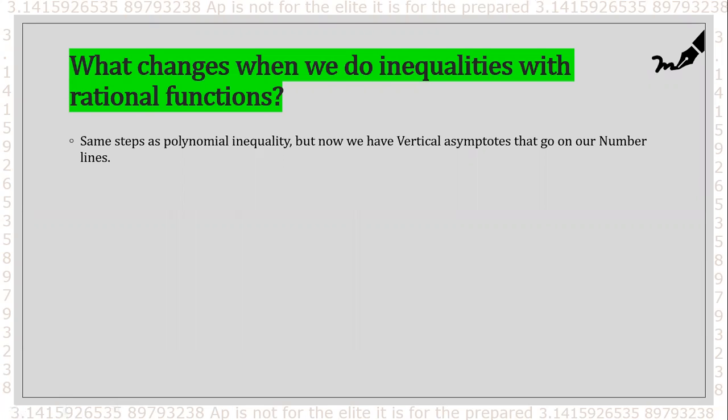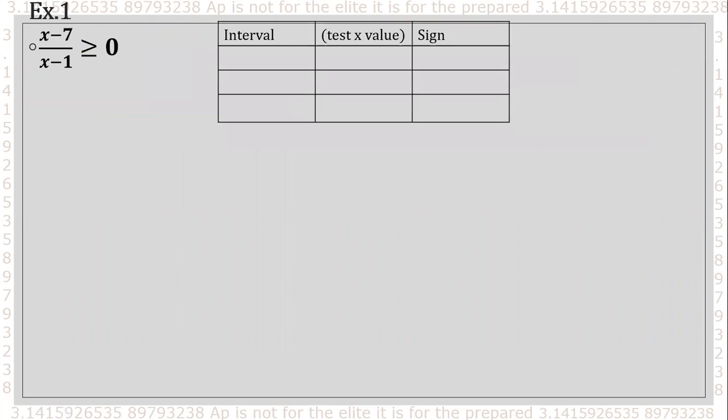Anyways, go ahead and write down these notes. What changes do we see when we're talking about inequalities versus the polynomial versus the rational? Fun fact, it's pretty much the same thing, but now we have vertical asymptotes. We're going to do some right now. Go ahead and pause the video and let's do this example.